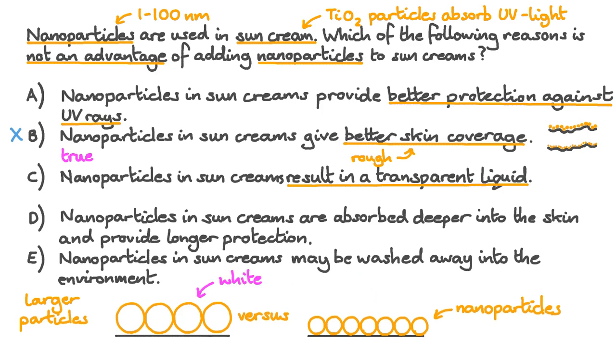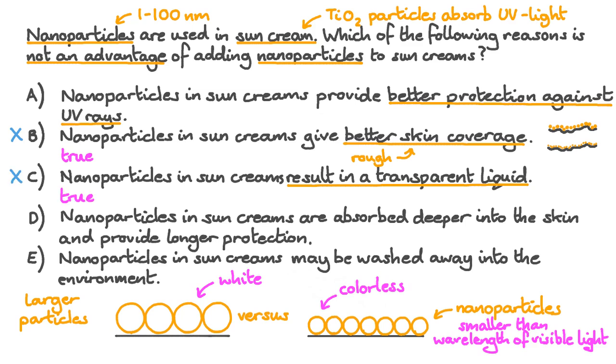The next suggestion is that nanoparticles in sun creams result in a transparent liquid. Large pieces and large particles of titanium dioxide are white, but nanoparticles are smaller than the wavelengths of visible light, and titanium dioxide nanoparticles appear colourless in a thin film or in solution. So nanoparticles in sun creams don't turn the liquid white, which from a commercial perspective is a bonus, because people don't want white streaks on their skin when they apply sun cream.